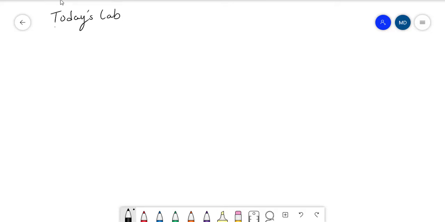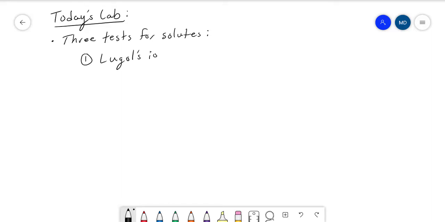In today's lab, we will be running 3 tests for solutes that you need to understand, so I recommend that you write down these changes that I'm going to talk about here. The first is called a Lugol's test. This is an iodine-based solution with a chemical formula of I2KI, and this molecule tests for starch. If this molecule is placed into a solution with no starch present, the solution will appear brown in color.